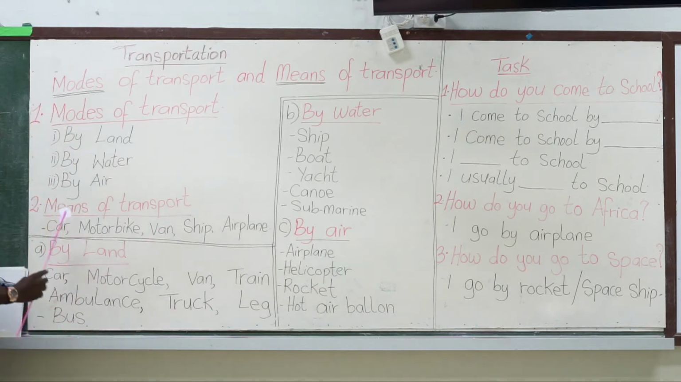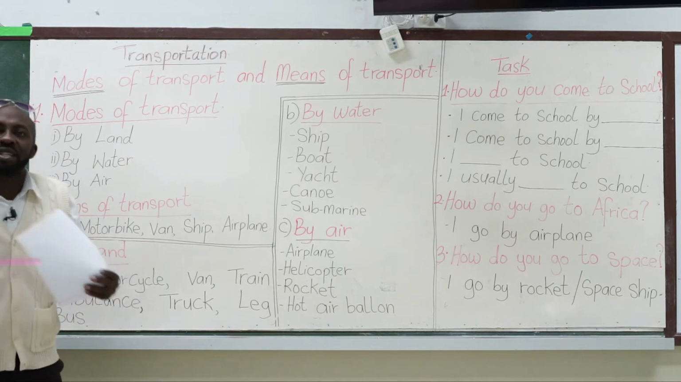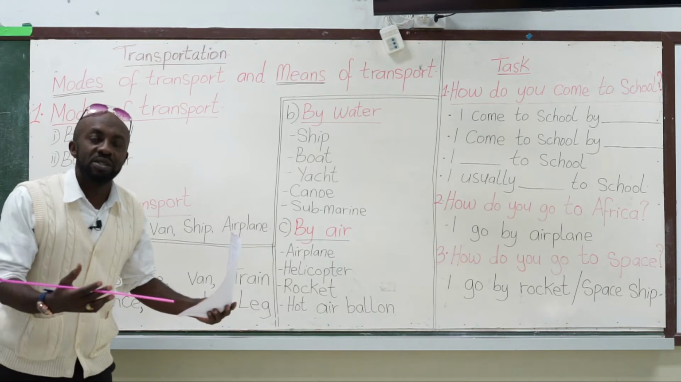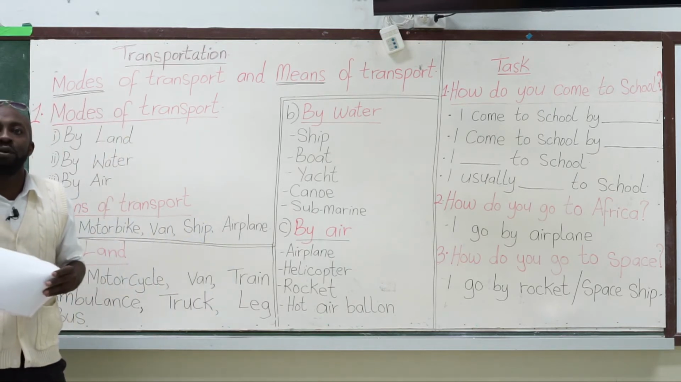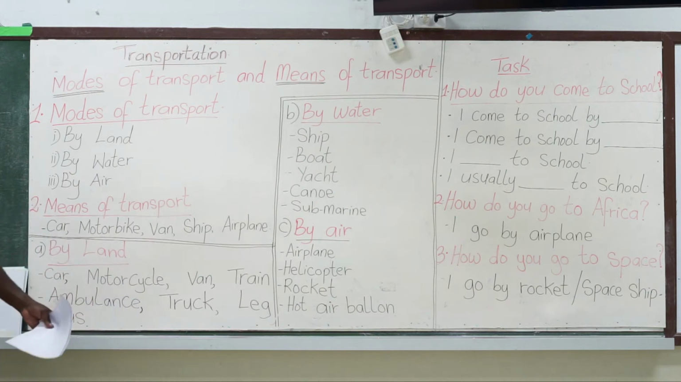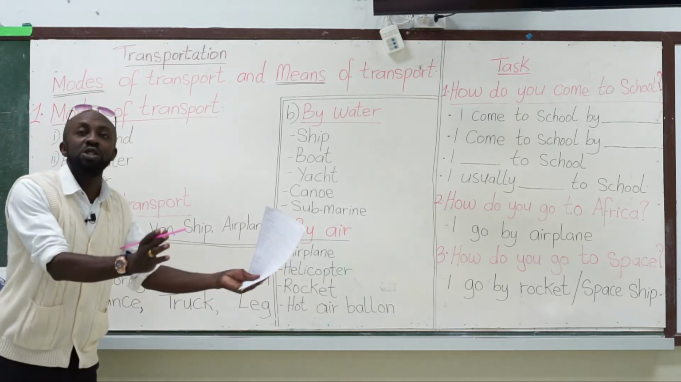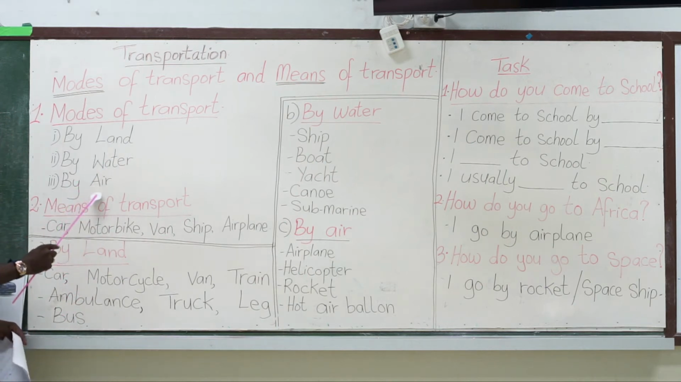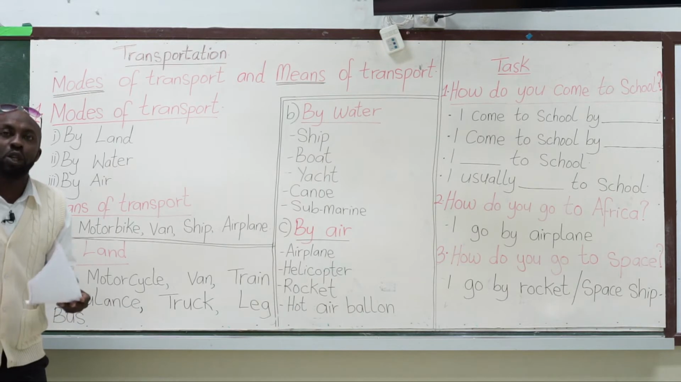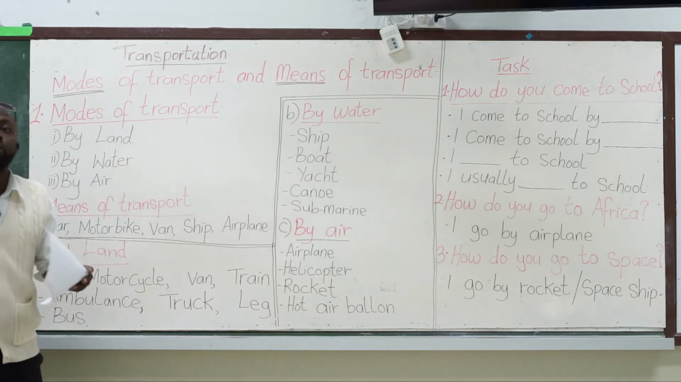Good. Now we have means of transport. Number two, means of transport. What are means of transport? Means of transport are the vessels or the vehicles in which we travel in, or in which we travel on. Do you understand? So, means of transport are the vehicles or the vessels we use in transportation, while modes of transport are the medium in which or on which we travel.